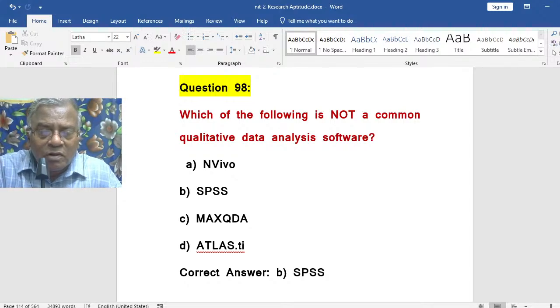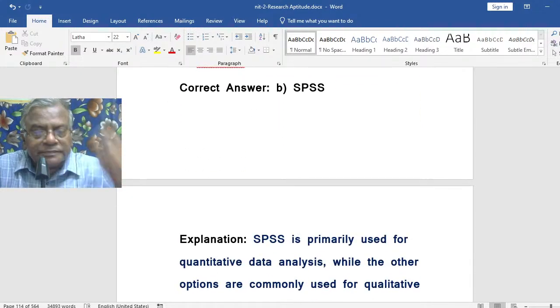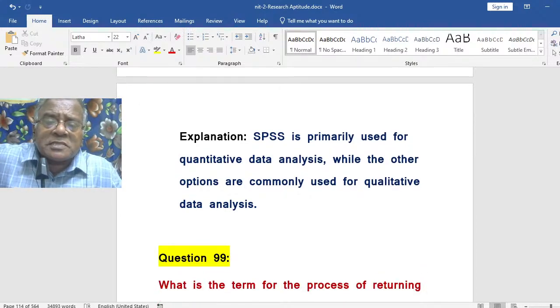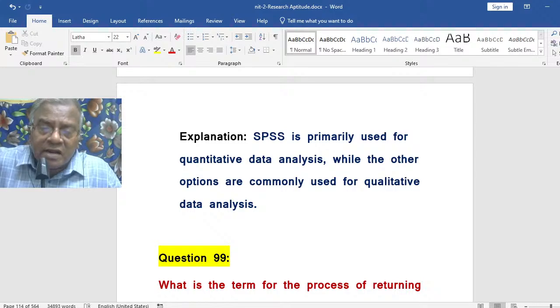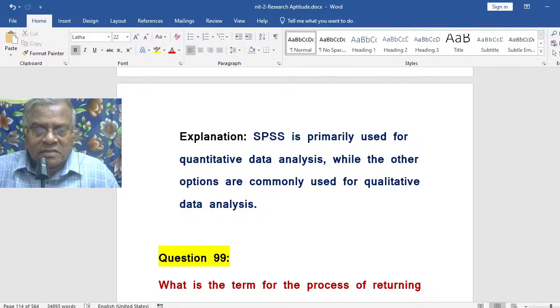And NVivo, the first, third, the Atlas.ti, they are different data analysis software, specifically meant for qualitative data analysis. So that is the idea here. So, which is not a common qualitative data analysis software? It is not related to qualitative analysis, but it is related to quantitative data analysis: SPSS. So, SPSS is primarily used for quantitative data analysis, while the other options are commonly used for qualitative data analysis. We keep this in mind.